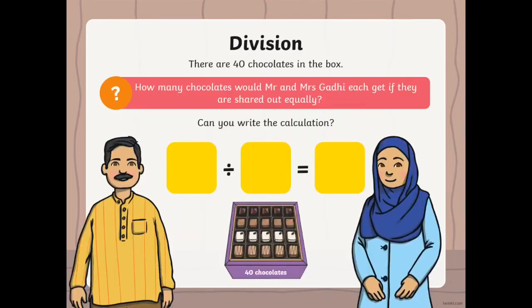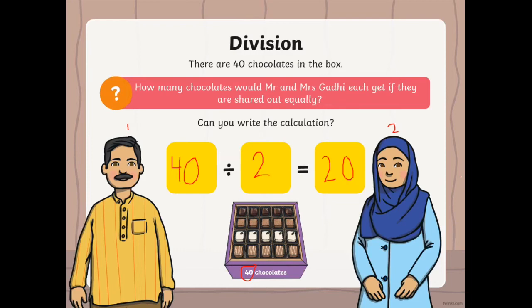One more here. There are 40 chocolates in the box. How many chocolates would Mr. and Mrs. Gotti each get if they are shared out equally? Can you write the calculation? So the number that we're starting with, our whole number, our big number, is 40. This is my divided sign. I'm dividing it amongst how much? So this word problem, how many groups will I divide it into? 2, because there are 2 people. There's one person and a second person. How many will each of them get? I know the answer. I actually know that it's 20, because I know 20 plus 20 equals 40, or if 40 were divided into 2 equal groups, it would be 20.